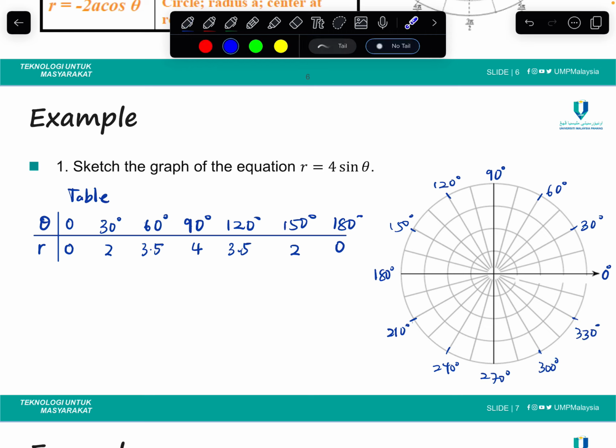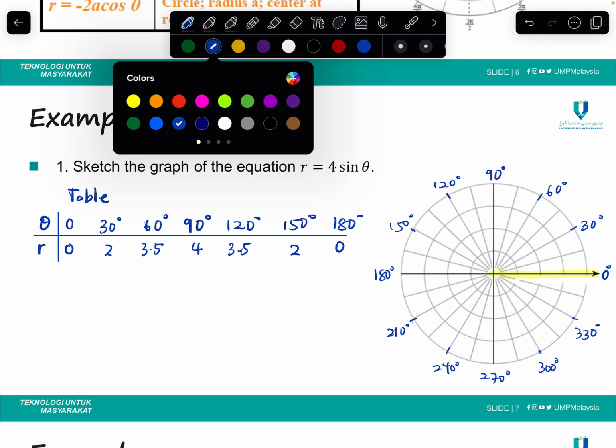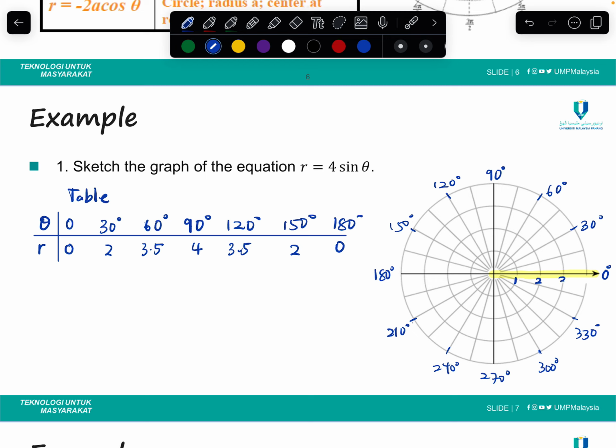Okay, now look at theta equals 0. So the direction is here, and your r equals 0. r is the radius from the center. Let's put the scaling here. The first ring is 1, then 2, 3, 4. This ring will give you 1 unit, and the second ring will give you 2 units distance from the pole. r equals 3 is here, and r equals 4 is the outer circle. At theta 0, r equals 0, so the length from the pole is 0, which means the plot is at the origin or the pole.